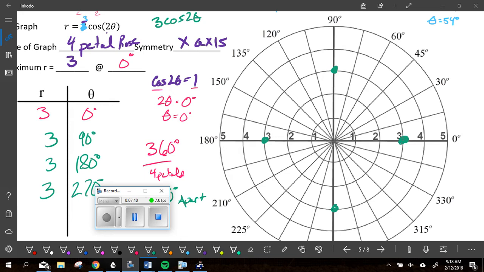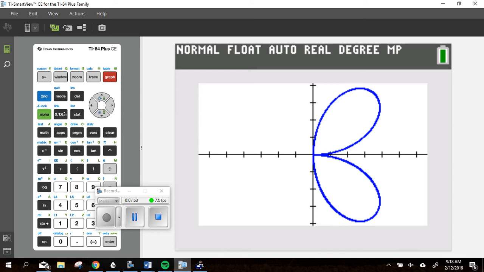Radius would be 0 because it would be 2 times 45, so 90 degrees. And what is cosine of 90 degrees? That would get you 0. That is why it always goes back to the center. We are general sketching this thing.